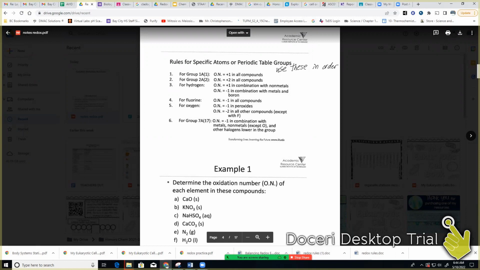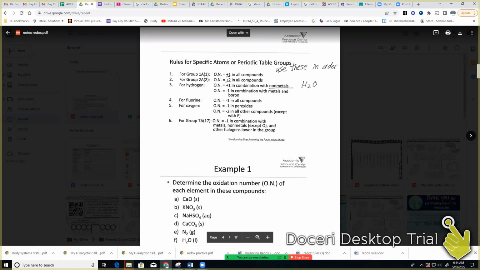So our group 1 metals are always going to be +1, group 2, +2. That hasn't changed. Hydrogen is +1 in combination with nonmetals. So that would be an example like water. It's -1 in combination with metals and with boron. We have not done a whole lot of those, so you may have some examples come up, but we don't do a whole lot of those.